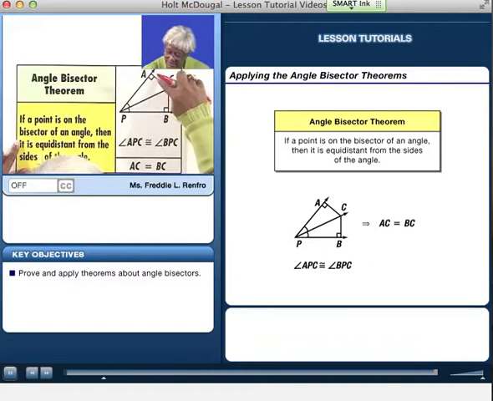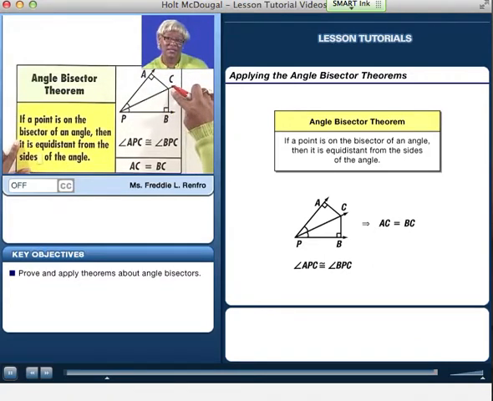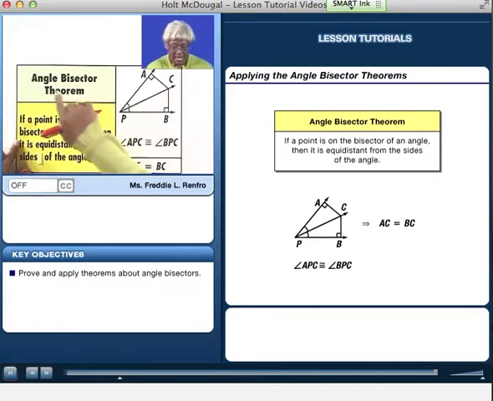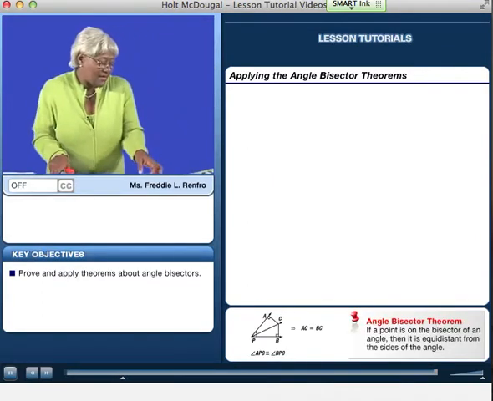And notice, anytime you have a point and you want to find the distance of that point to a line, remember it's always the perpendicular distance. So AC will equal CB because it's on the bisector of this angle. Angle bisector theorem. Knowing that, let's look at this figure.